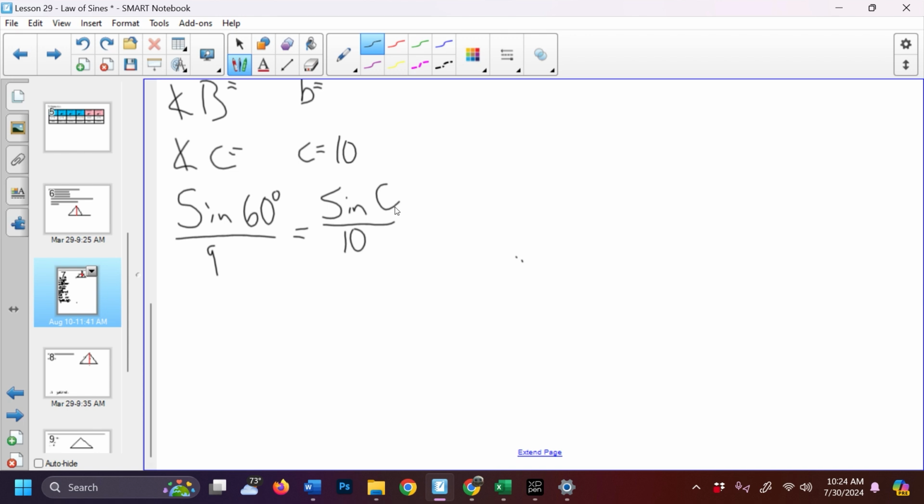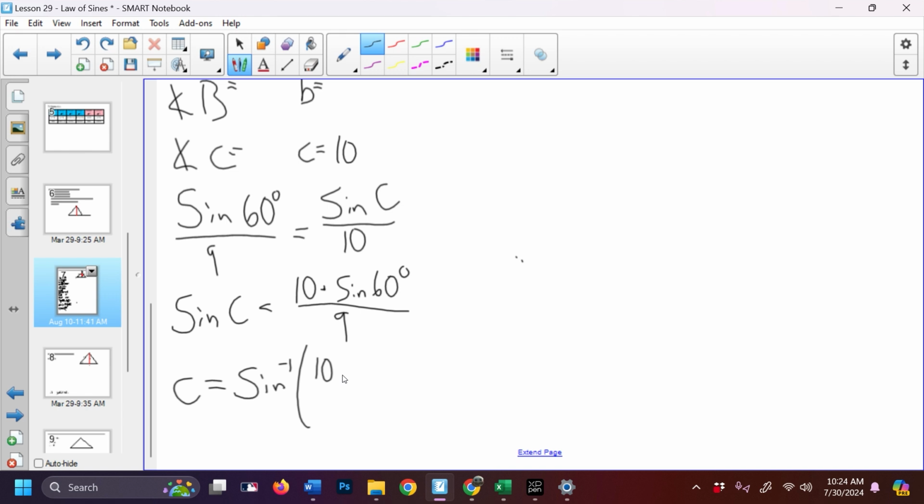To get C by itself, the first thing that we're going to do is multiply both sides by 10. So I will have the sine of C is equal to 10 times the sine of 60 degrees over 9. And then to get the C by itself, get rid of the sine, I'm going to take the arc sine of both sides. So I'll have C by itself, and I'll have the arc sine of 10 times the sine of 60 degrees over 9. And this we will just enter into Desmos. That'll give us the measure of angle C.